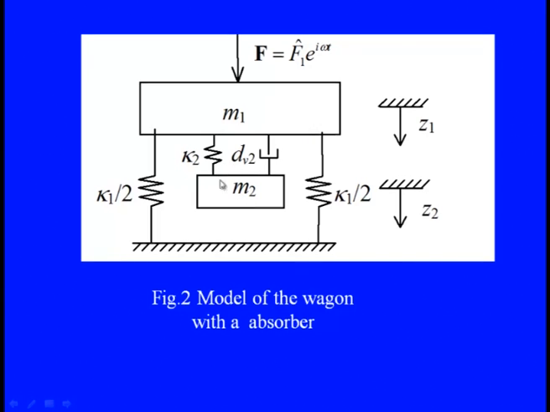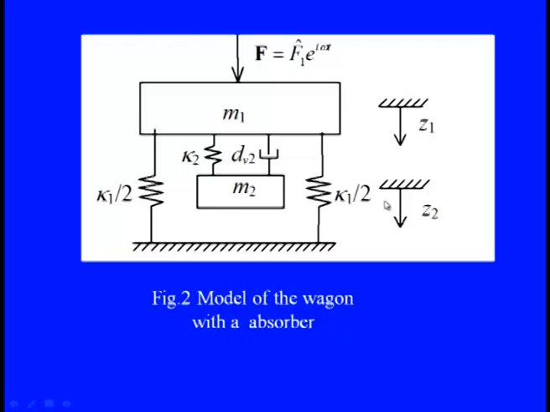This has the mass M2, and whatever the spring and damper features are there, we can say it is K2 and dV2. Now, we know that when this is being excited, the entire thing is excited. It is a 2 degree of freedom system, because one mass, which is the entire wagon mass, is moving with the Z1 oscillation, that is my displacement, and M2 mass is oscillating at Z2. So, this is the model of the wagon with the absorber in the spring mass damper feature.